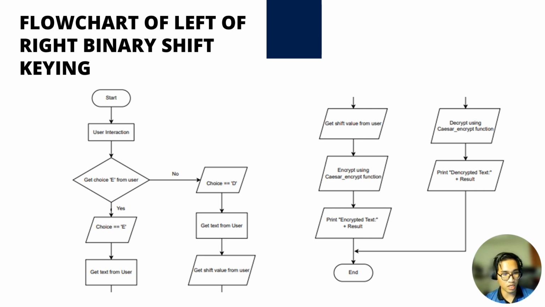So if we choose E, get text from the user, which is the input. Get shift value from the user, whether you put from 0 to 9. And then encrypt using the Caesar encrypt function, and it will encrypt the result. And if you choose D, it will get text from the user, get the shift value from the user, and then it will use the Caesar decrypt, and then it will get the result from the decrypted text. So that is pretty much the flowchart for the Caesar cipher, or the left or right binary shift keying.